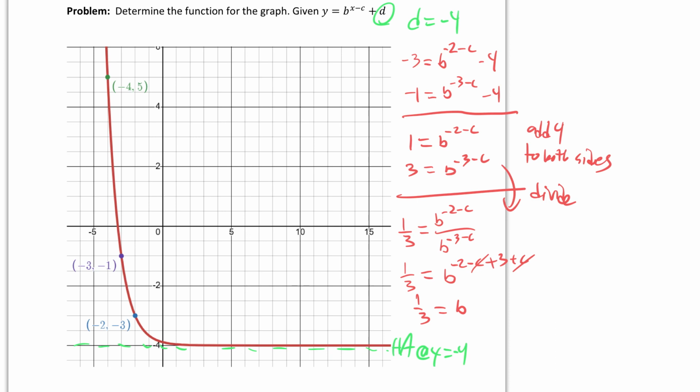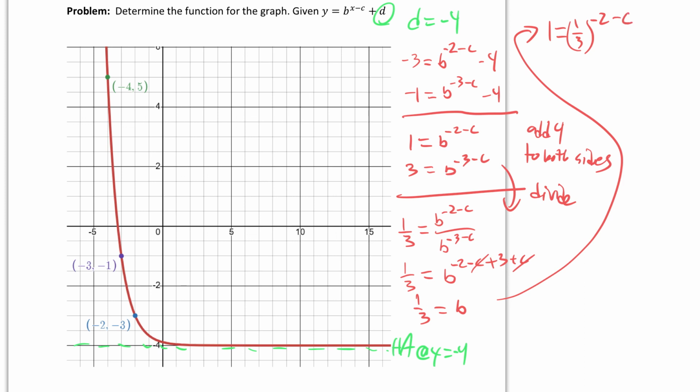So now we have our b value, we have our d value. Finally, you can go ahead and solve for c. I'll just do that up over here. So we get 1 equals b to the negative 2. Oh, now we know the b. So 1 equals 1/3 to the negative 2 minus c.